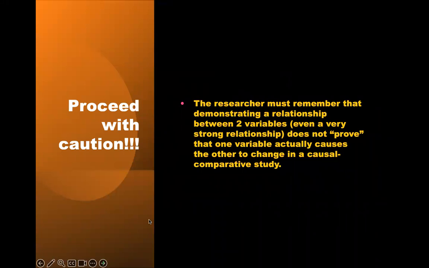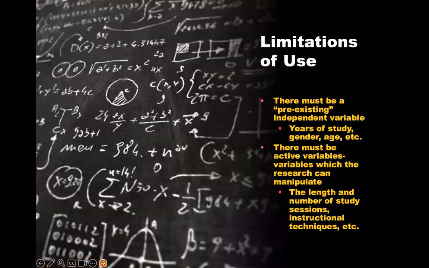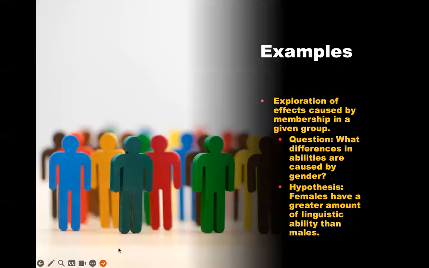So the researcher, however, must remember that demonstrating a relationship between two variables in terms of differences does not prove that one variable actually causes the other to change in a causal comparative study. That's something you need to pay attention to. That's why there must be a pre-existing independent variable: years of study, gender, age, etc. There must be active variables which the researcher can manipulate: the length and number of sessions, instructional techniques, and the like.